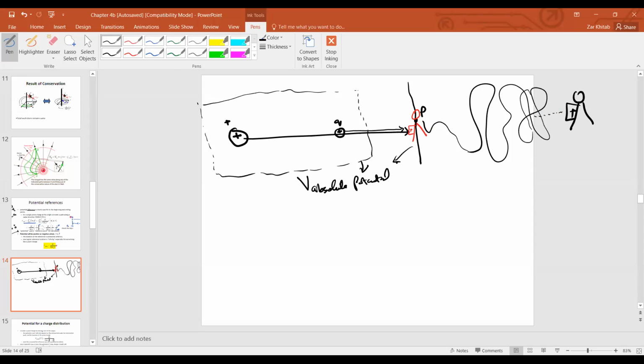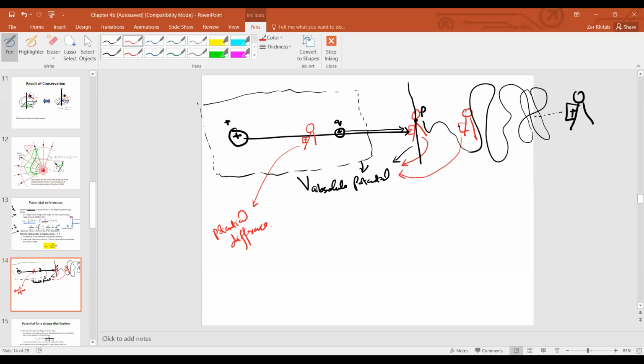Why absolute potential for this person? This entire arrangement will create it because the person was coming from infinity. But if the person is somewhere here, when the person was here, he was feeling absolute potential. But now when the person is here, this person will feel potential difference, or the charge which is in his pocket will feel the potential difference.